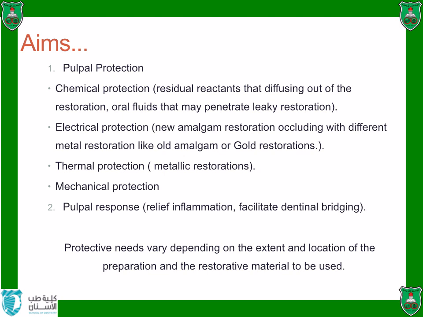Now we need to protect the bulb from different stimuli. For example, the chemicals present in some materials, and they have some residual reactants. For example, composite, you remember that composite consists of monomers and they enter in the polymerization reaction. Some of those monomers will not enter in the reaction and they will be called residual reactants. So you need to protect the bulb from those unreacted monomers. You don't want those monomers to enter toward the bulb and make some problems.